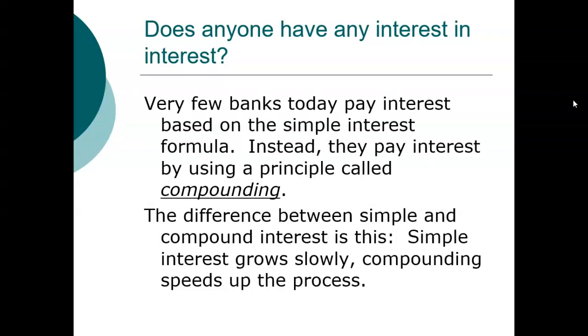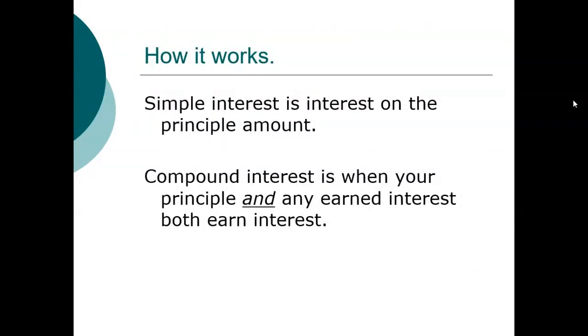With simple interest, you get a certain rate over a certain period of time. With compound interest, we have certain compounding periods. So the interest that we're earning continues to earn interest, as well as the principal that we've already invested. Simple interest is interest on the principal amount. Compound interest is when your principal and any earned interest both earn interest. For example, at the end of a year, you've earned a certain amount of interest. That interest gets reinvested and compounded, and in the following years, you're also earning interest on that amount.